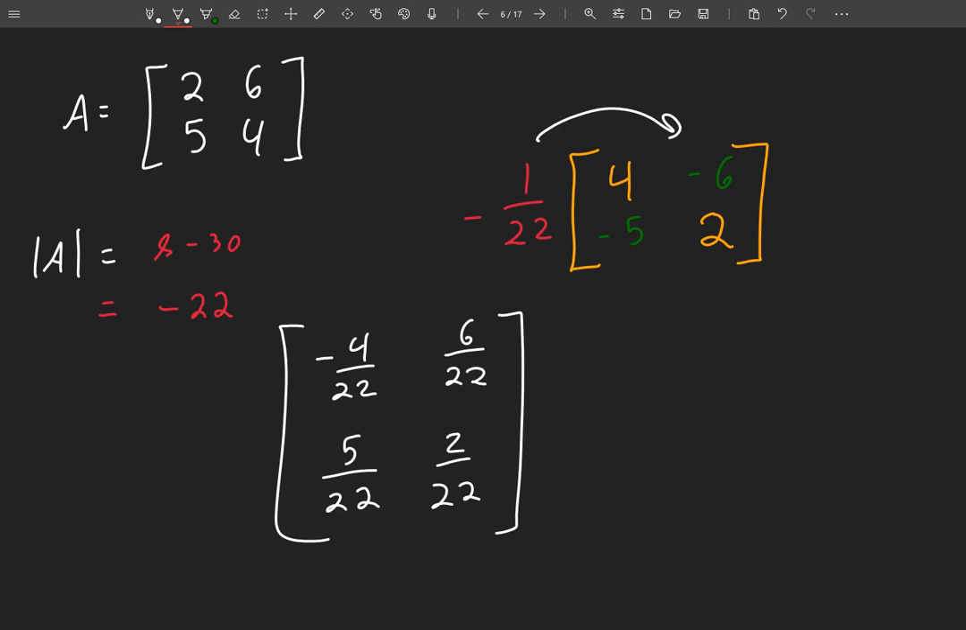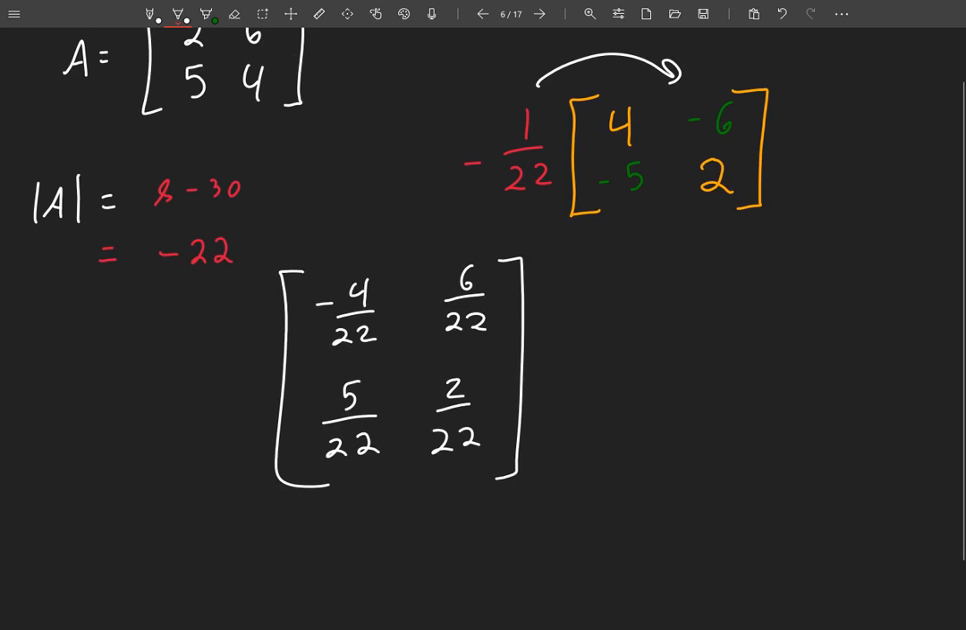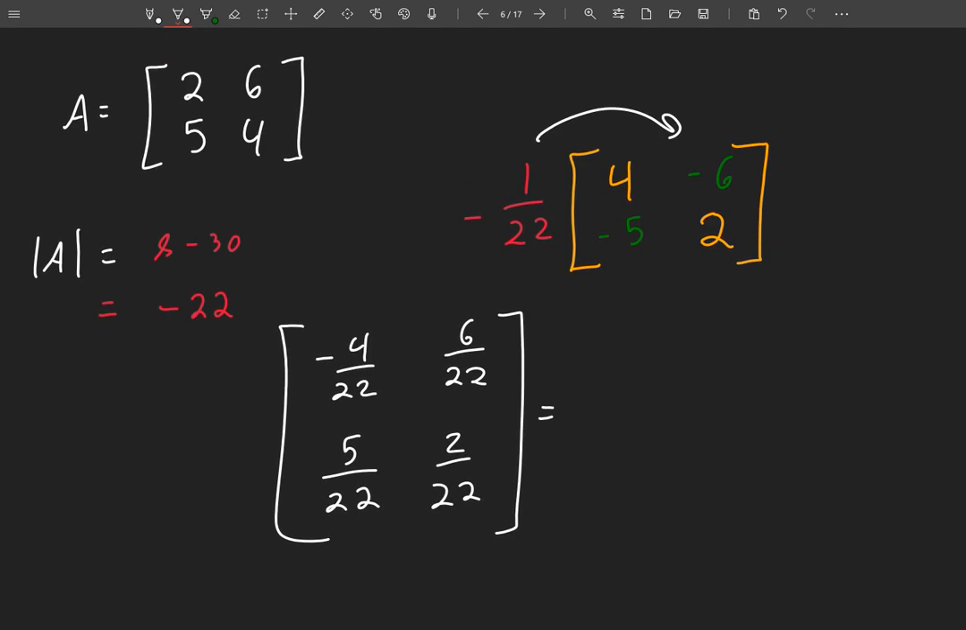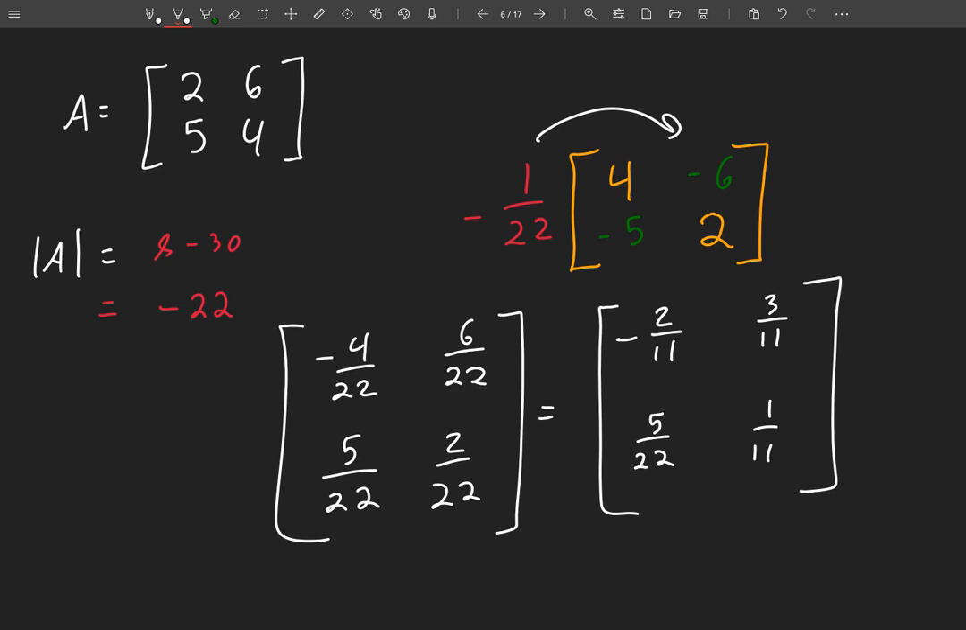Now, at this point, it is the inverse. But I want you to reduce these fractions. So we're going to look at these and see if we can simplify them. So 4 over 22 can be reduced down to, well, if I divide both of them by 2, I get 2 over 11. 6 over 22 can be 3 over 11. So I'm just dividing them both top and bottom by 2. The bottom one can't be reduced because there's no common factor there, and then the bottom right one is going to be 1 over 11. And that, on the right, is my inverse.